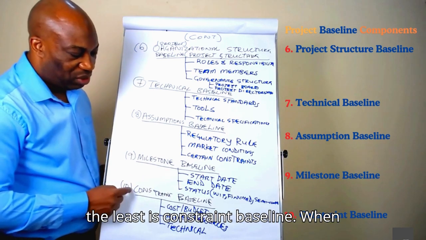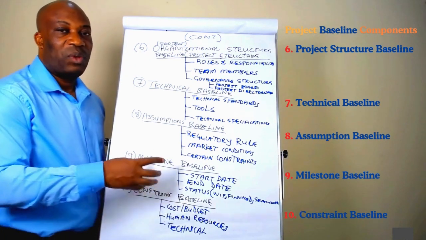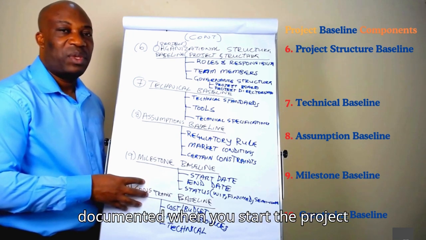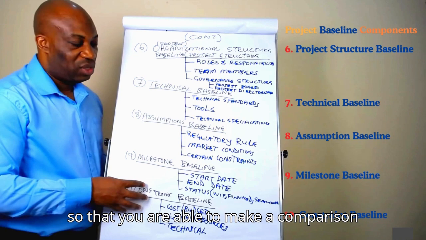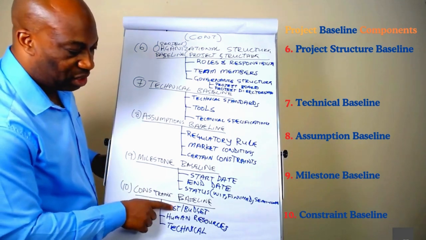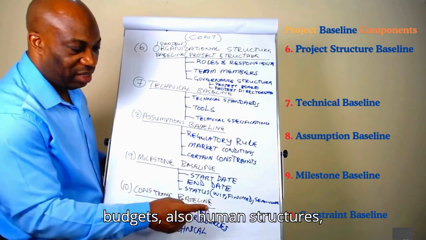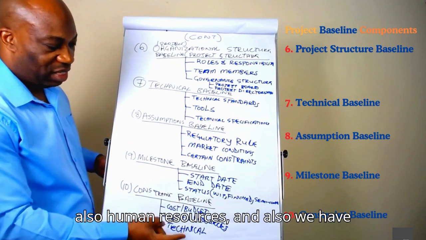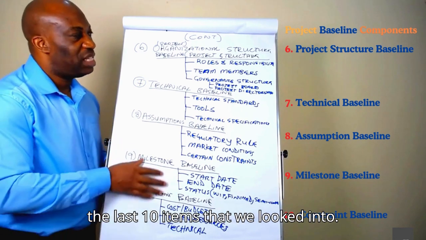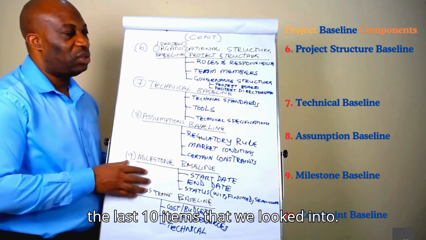Then the last one, but not the least, is constraint baseline. When you're baselining any project, make sure all the constraints are also documented when you start the project, so that you are able to make a comparison in future. So we have costs, budget, human resources, and also we have the technical constraints. So these are the last 10 items that we looked into.